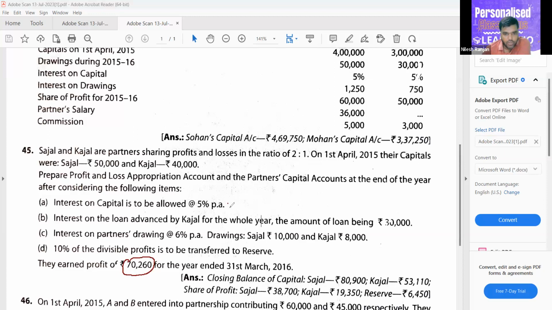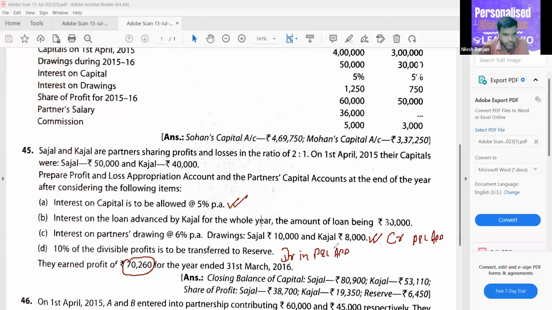You will write on the debit side interest on capital, and interest on drawing will be credited in the profit and loss appropriation account, and 10% of divisible profit transferred to reserve is also debited in the profit and loss appropriation account. Okay. Sir, this D I didn't understand. Yes. After deducting all the items, divisible profit means you have to calculate the amount of profit which will be distributed between partners.